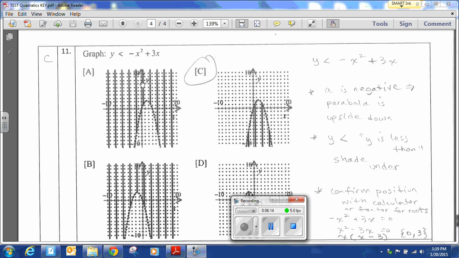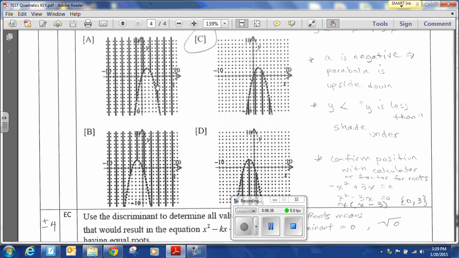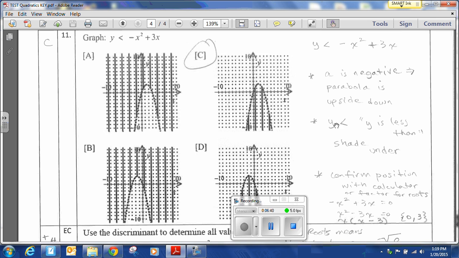Number 11, here you could have just plugged it in the calculator. Remember, the less than shows the graphing below the diagonal line. Another thing you could have done is you could have realized that, because a is negative, -x squared, the parabola is upside down. That doesn't really narrow it down because all your answer choices have an upside down parabola. Well, how about this? Y is less than, so therefore you shade underneath.